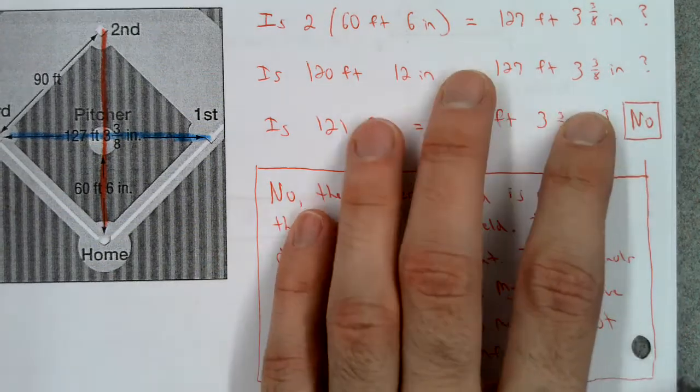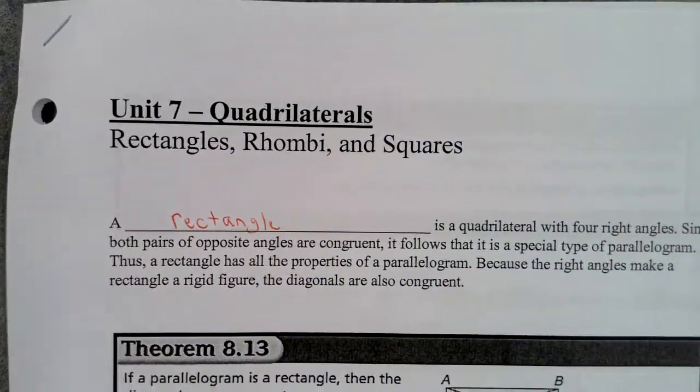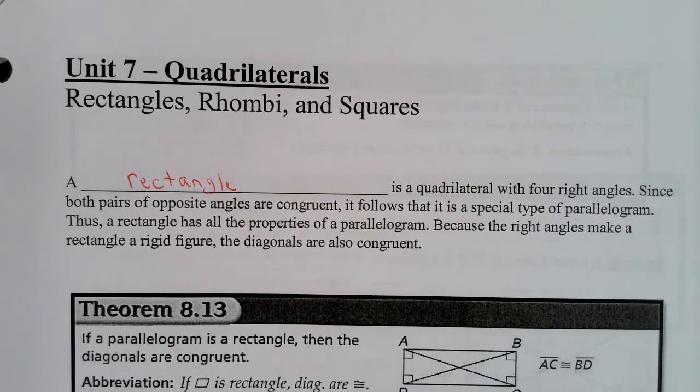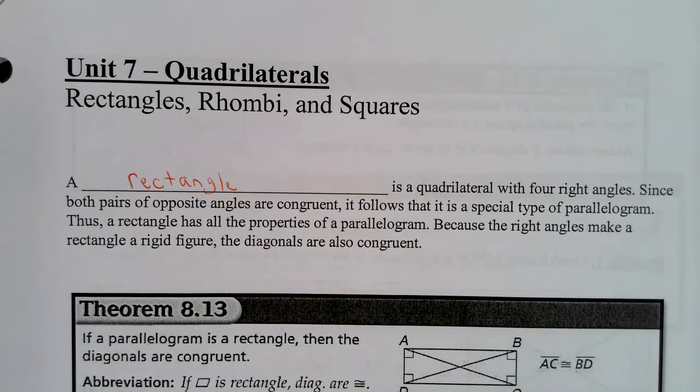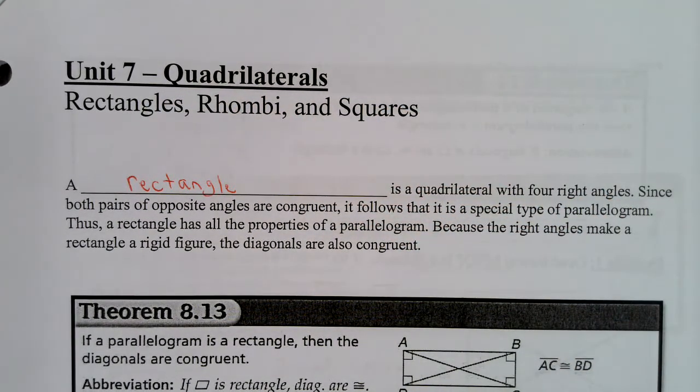Okay. So remember, we started with quadrilaterals, which is any four-sided polygon. Then we moved on to parallelograms, which is a special quadrilateral. And today we did 3 special parallelograms: rectangles, rhombi, and squares.